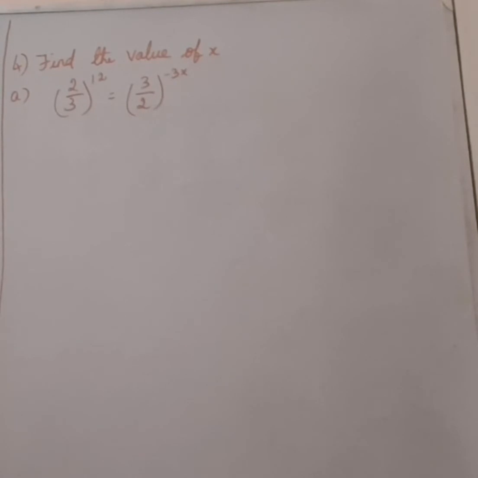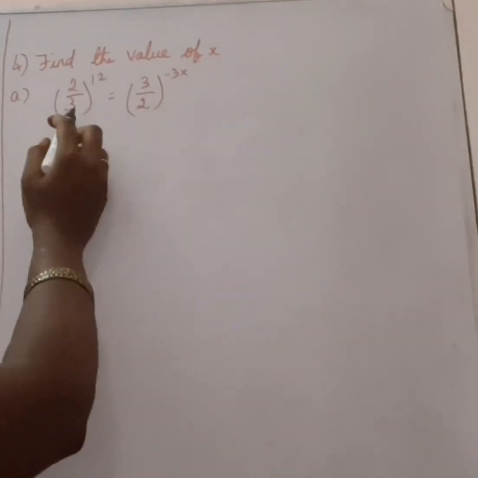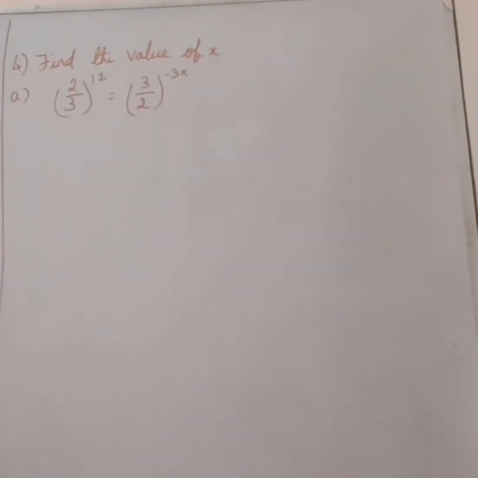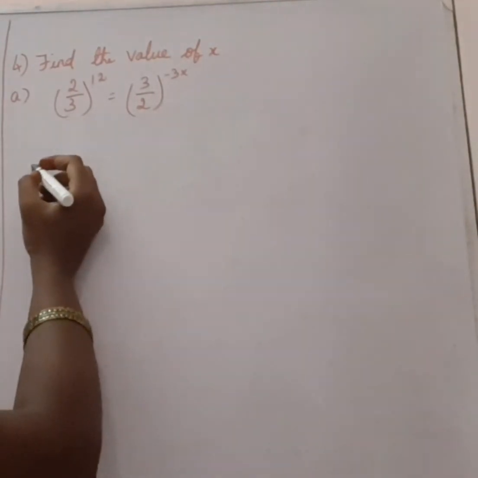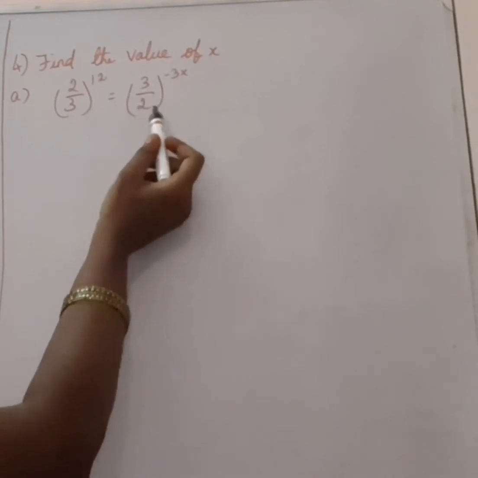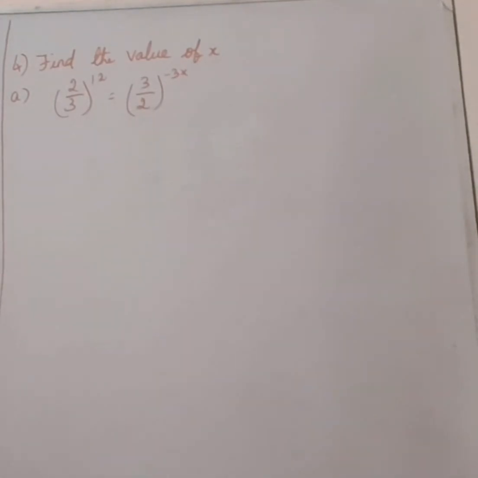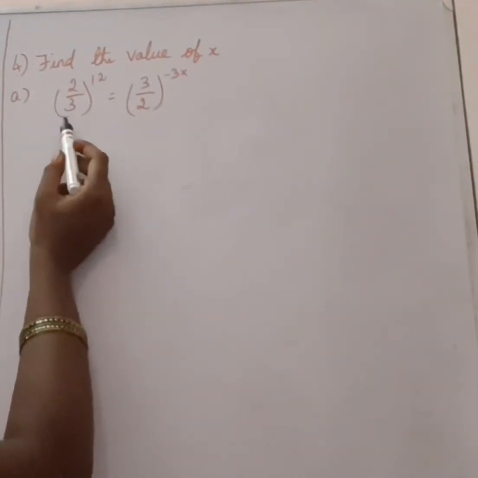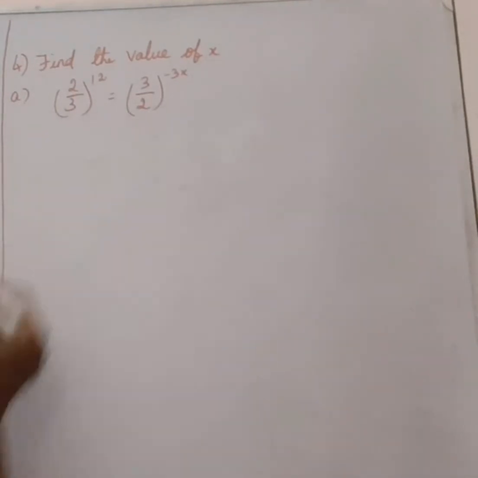Now let us see the fourth sum. Find the value of x. Here also we need to apply the properties to solve this sum. First, the A sum: 2 by 3 the whole power 12 equal to 3 by 2 the whole power minus 3x. Here we need the base to be the same. So first change the base to be the same.